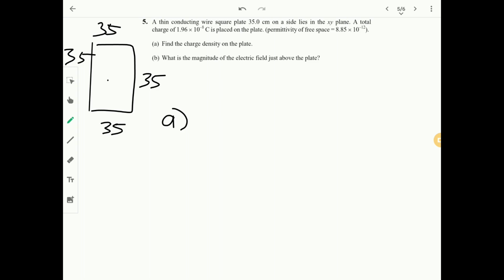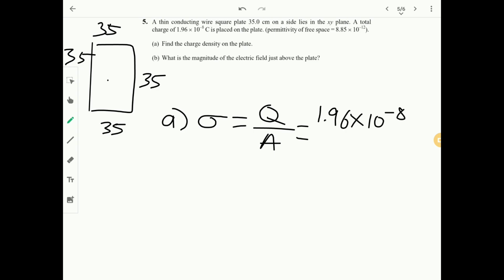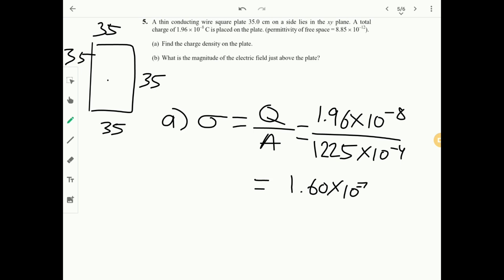Okay, let's solve it together. The symbol for charge density is sigma. That's the total charge over the area. The total charge is 1.96 times 10 to the minus 8 over the area, 35 times 35, but in centimeters squared. To make it into meters squared, you have to multiply by 10 to the minus 4, which gives us 1.60 times 10 to the minus 7 coulombs per meter squared.